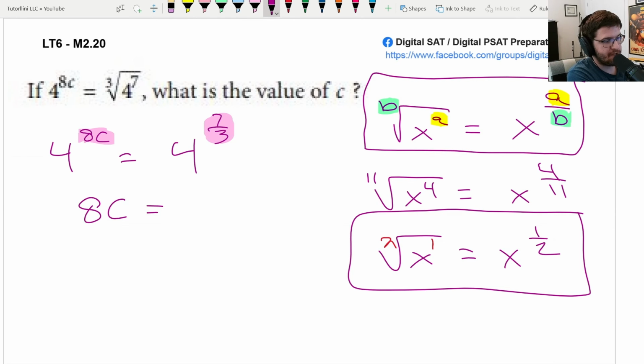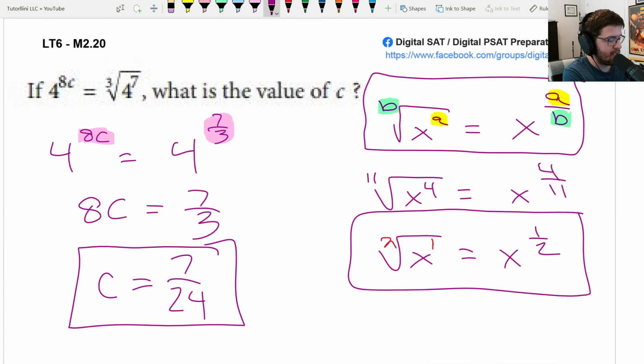So 8c equals 7/3. Now I divide both sides by 8, and I can just do that on a calculator. 7/3 divided by 8. And I get c equals 7 over 24, which would fit in the grid, and that's the answer I would go with. That would fit in the student-produced response.